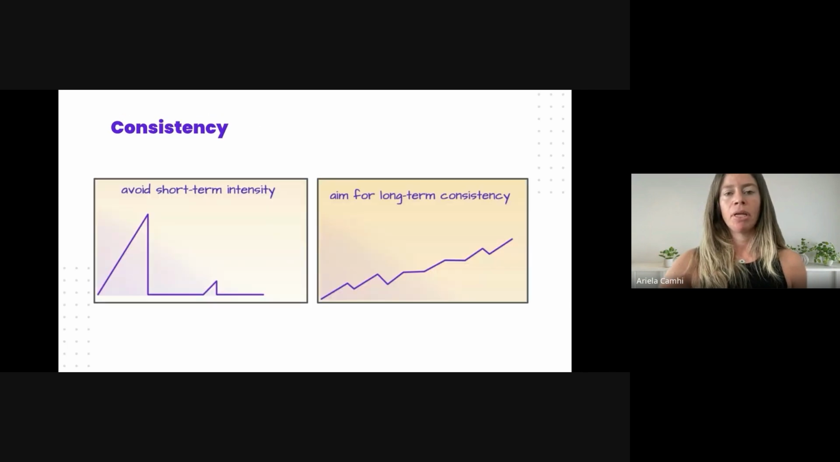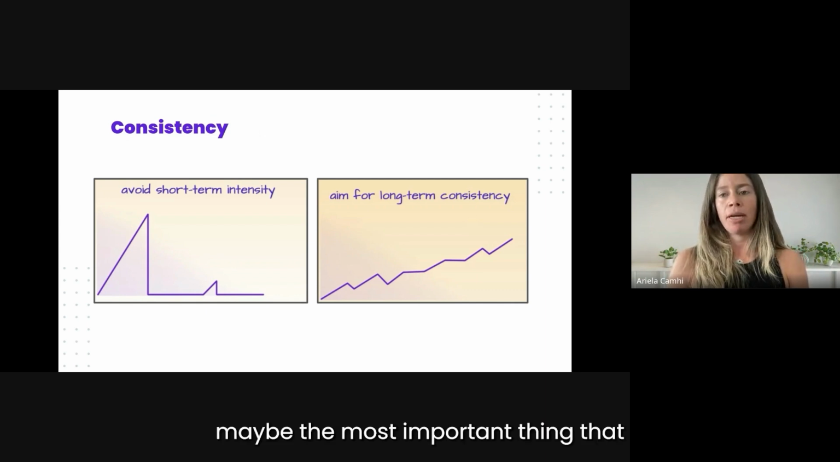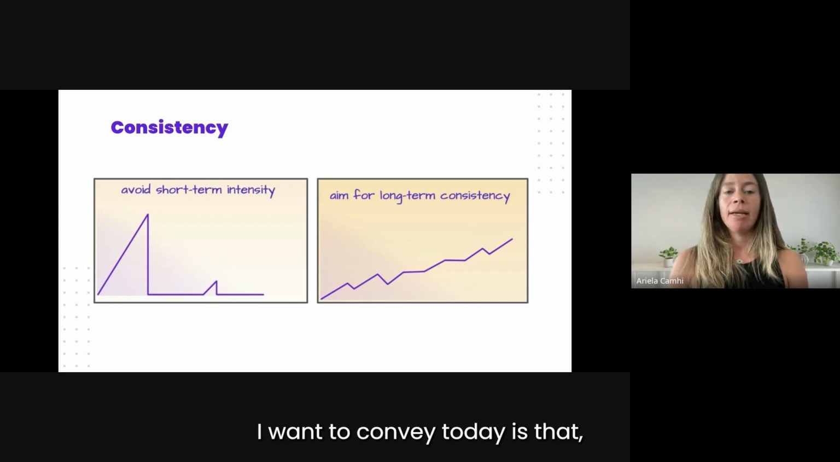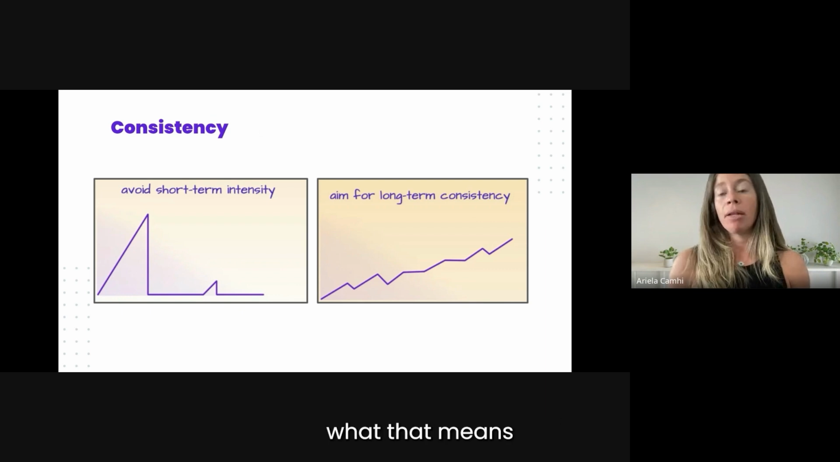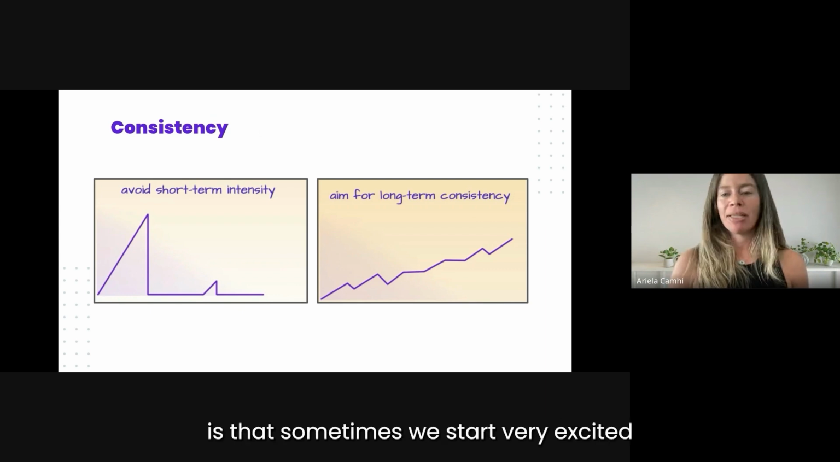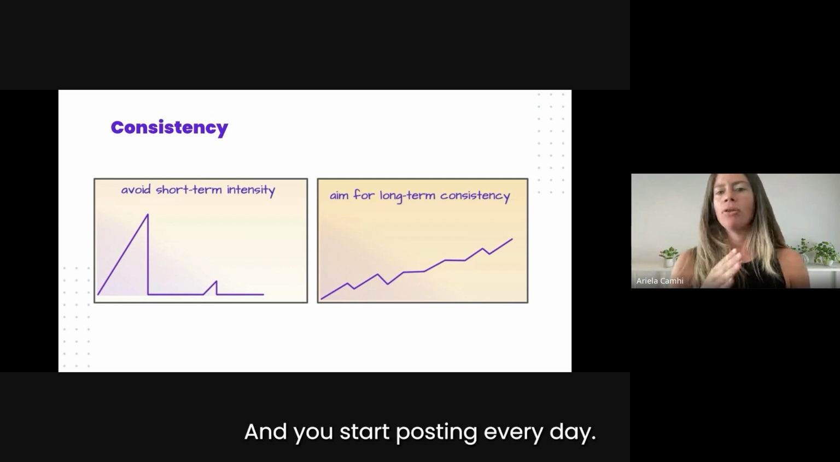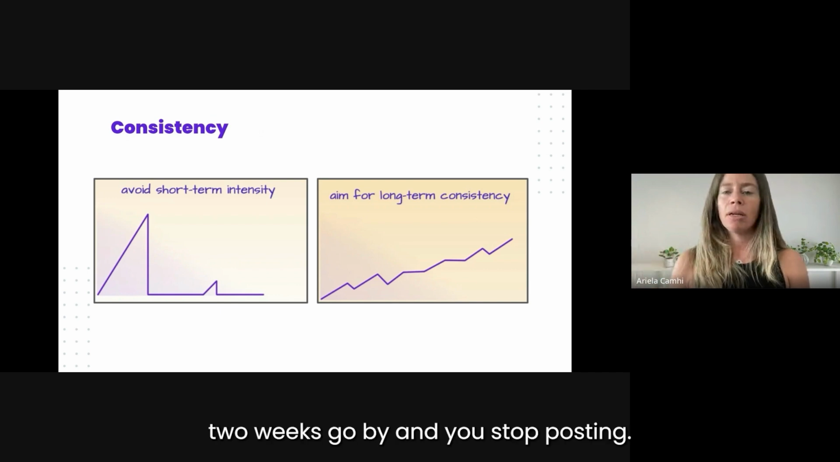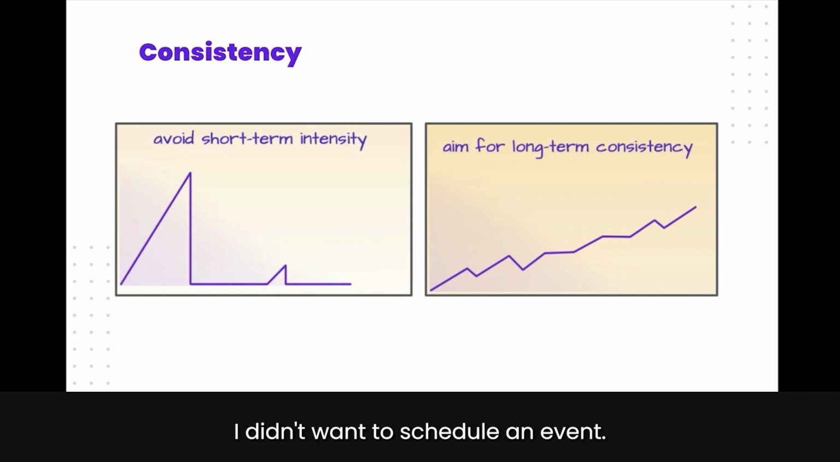We need to be very consistent, and this is maybe the most important thing that I want to convey today: you need to avoid short-term intensity. What that means is that sometimes we start very excited, as a business owner, and we say, oh, I'm going to post this and I'm going to do that, and you start posting every day, and then 2 weeks go by and you stop posting. You forgot about it, I'll do it later, I didn't want to schedule in advance, and that's very detrimental to your online health.